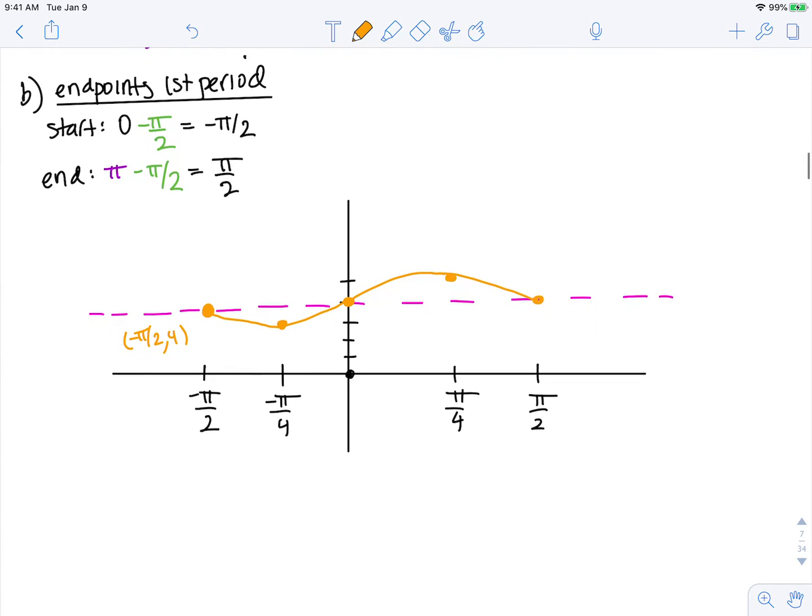So now let me label some of these points. This is negative pi over 4, and that's going to be 3. This is positive pi over 4, and that's going to be 5. And that's going to be all I need for these. Your zeros, I know where they land.